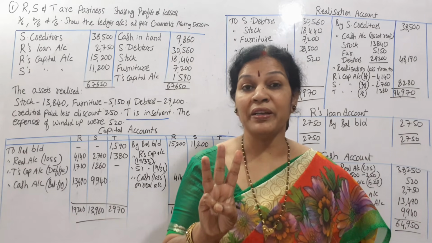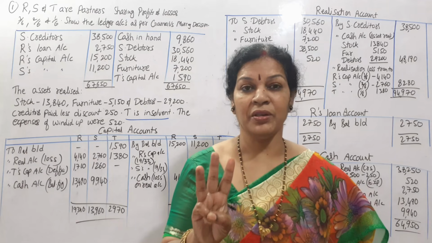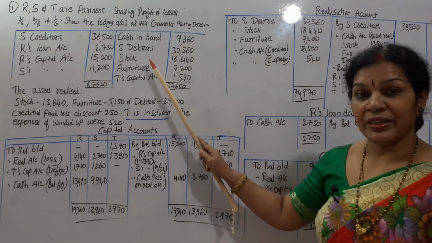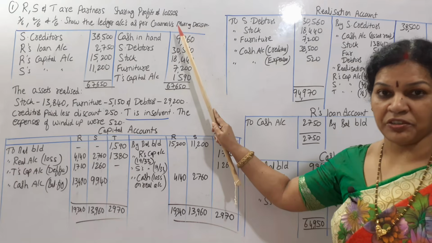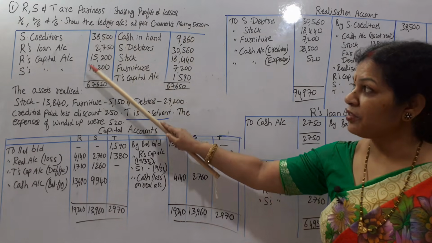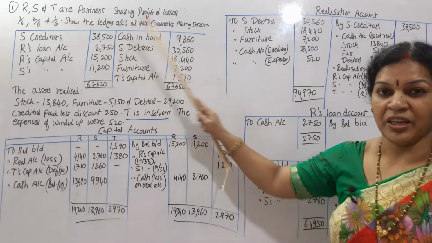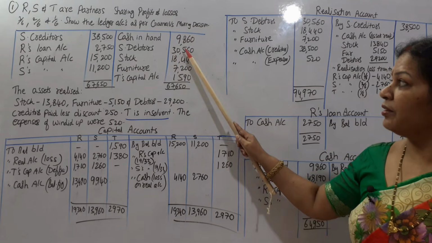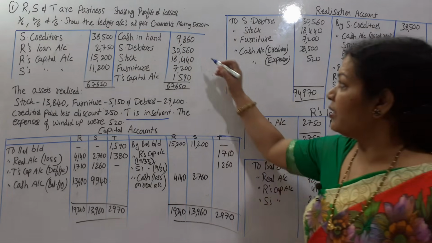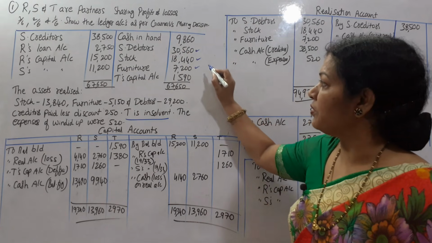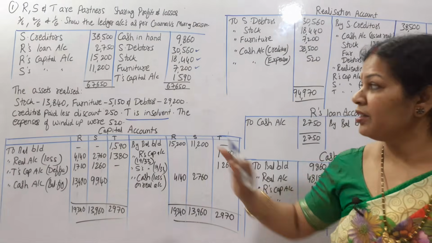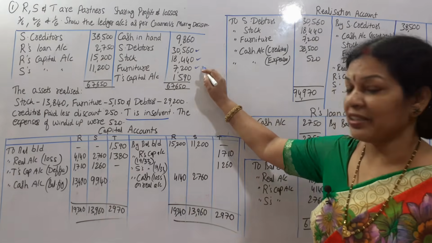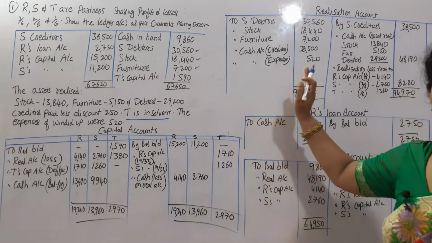Now how do you prepare the realization account? Slowly observe. One thing is that when we open the realization account, we will write all the assets on the debit side except cash, and the outsiders' liabilities we will write on the credit side. Now here, assets apart from cash in hand, we have debtors, stock, furniture. These three are assets. T's capital account is a different case, it's not an asset. So we have three assets, we have to write them on the realization account debit side.